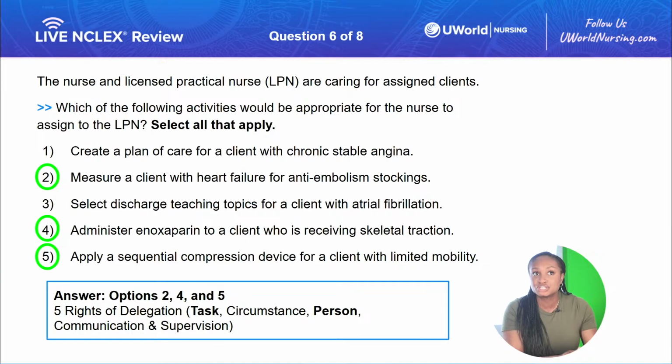And then select discharge teaching topics for a client with atrial fibrillation. Again, the ending, doing discharge teaching. So teaching in the beginning and teaching at the end are all things that the registered nurse would be doing. So that is why those answers are not selected. But good job. Let's try for another question.